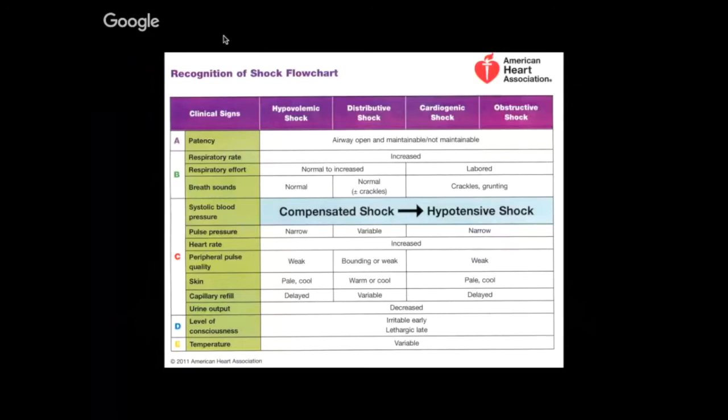So when you look at how our current standard of care PALS resuscitation approach guides us into how to categorize these people, it gives you tables like this, where you're supposed to look at respiratory rate and effort and breath sounds and systolic BP and pulse pressure and heart rate and peripheral pulse quality and what the skin looks like and cap refill and urine output and level of consciousness.